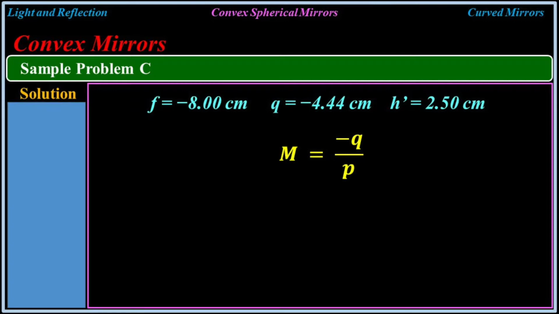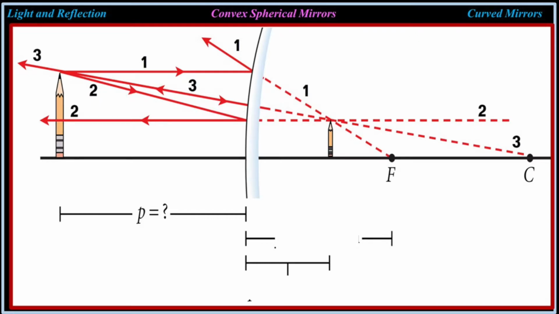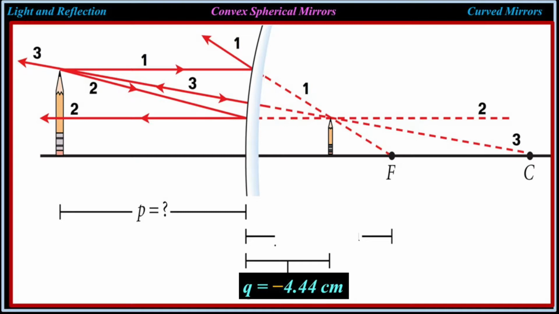And the magnification is also going to be positive. It's going to be upright. It's going to be 0.444, so the image is smaller than the actual object. Here is the diagram with the various values in it.